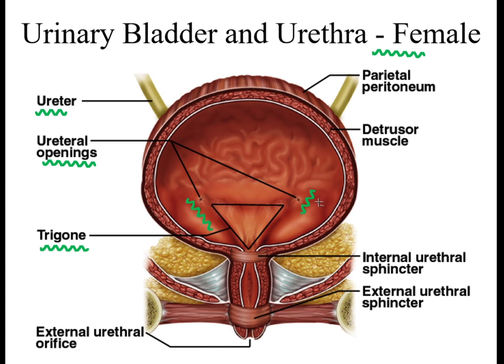This bladder stores the urine, and here the muscle present is called the detrusor muscle, and on the outer side is the parietal peritoneum, right? Here two sphincters are present: one is the internal urethral sphincter and the other is the external urethral sphincter. The external is under our control, but the internal is not under our control. And this is the external urethral orifice, right?